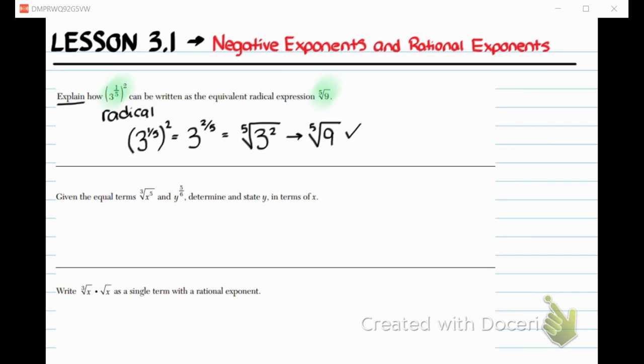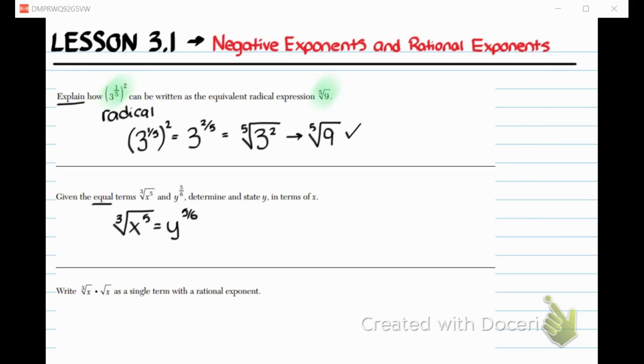The next one, it says given equal terms. So these are equal, so that's exactly what we're going to do. We're going to set them equal. Given equal terms, the cube root of x to the fifth equals y to the 5 over 6. Determine and state y in terms of x. That means you're solving for y. So these are in two different formats. One's a radical, one is a rational exponent. The easiest thing to do would be to change them both into rational exponents, which obviously this one already is.